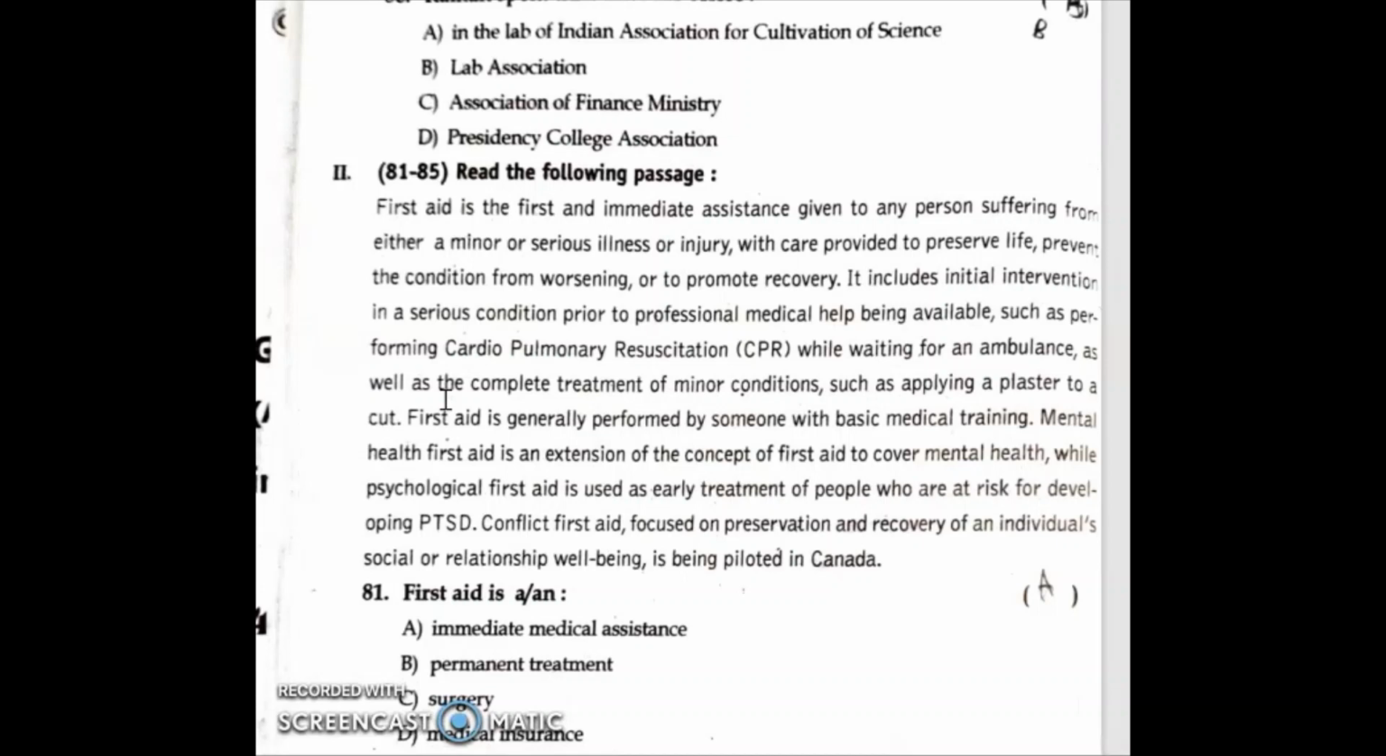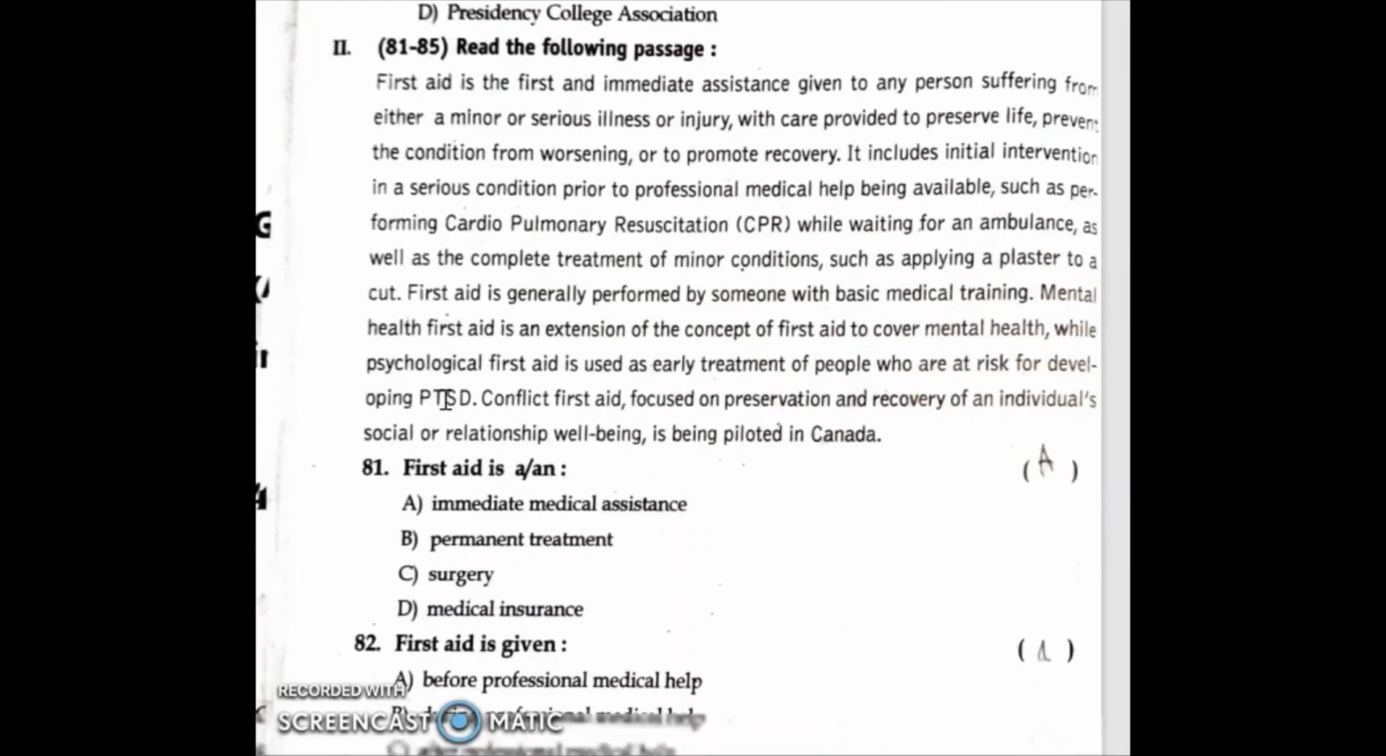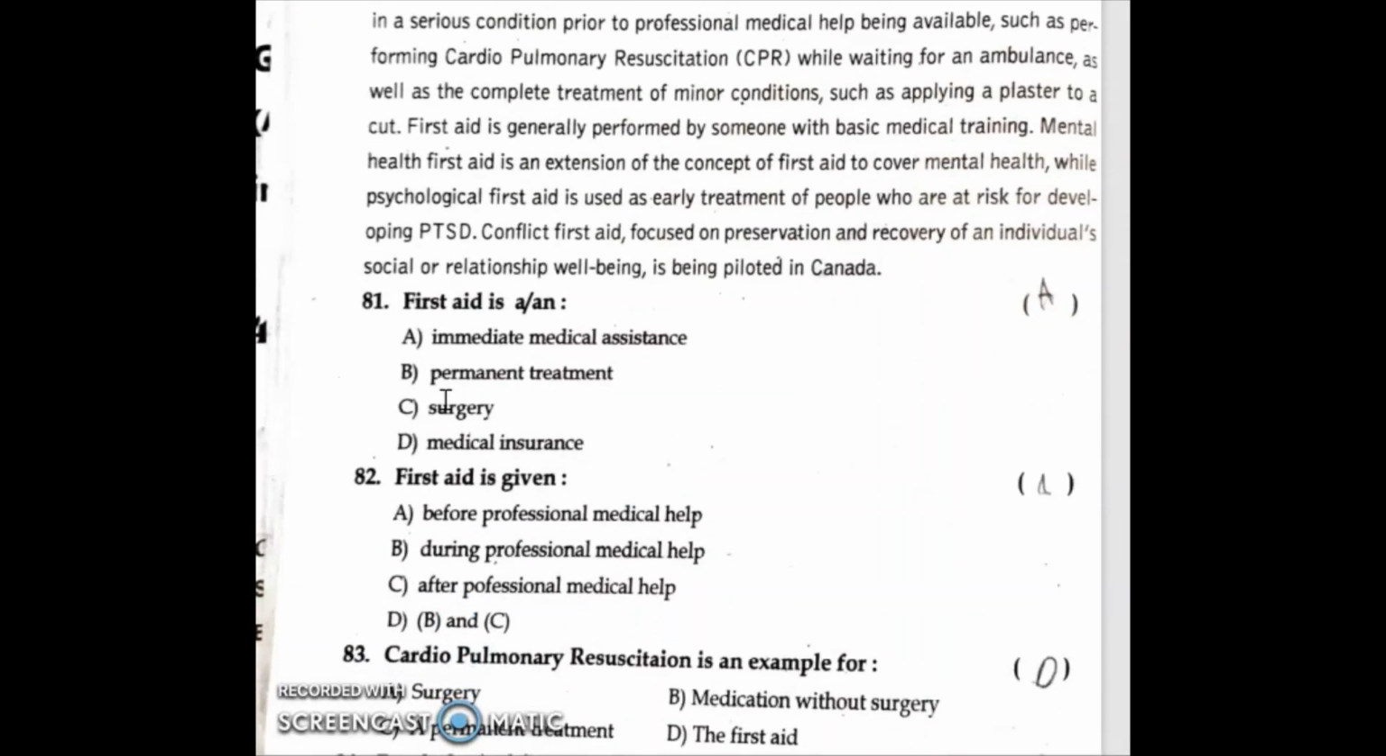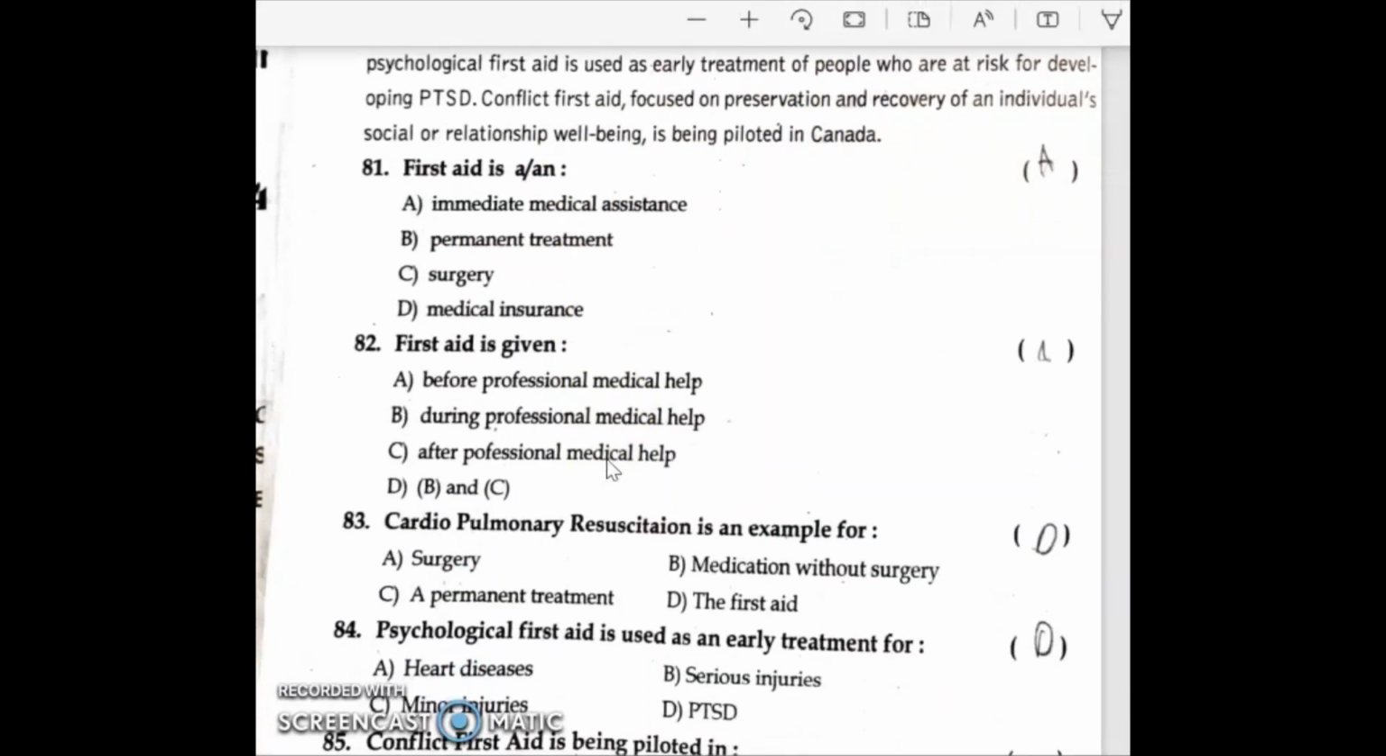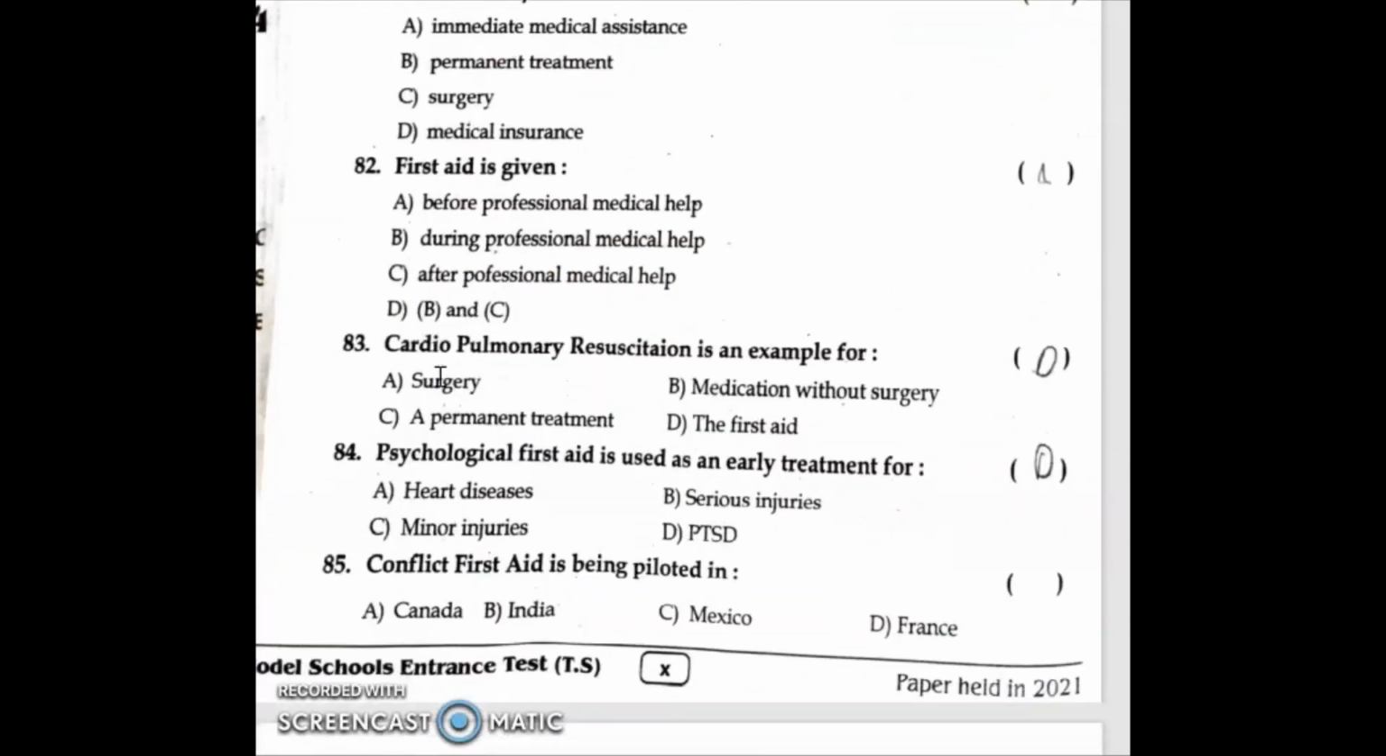And here is another passage about first aid. So according to the passage, first aid is an immediate medical assistant. This is the correct answer, A. First aid is given before professional medical help. A is the other answer to 82.